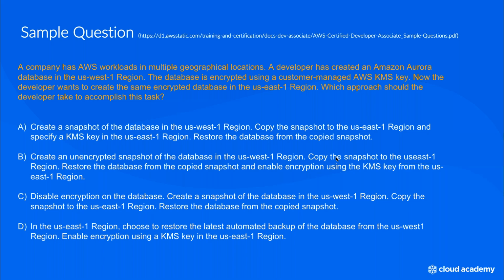And then D, in the US East 1 region, choose to restore the latest automated backup of the database from the US West 1 region and enable encryption using the KMS key in the US East 1 region. Now, you can't restore from automated backups across regions. You need to create a snapshot first and then copy it to another region to restore from. So again, this answer is wrong.